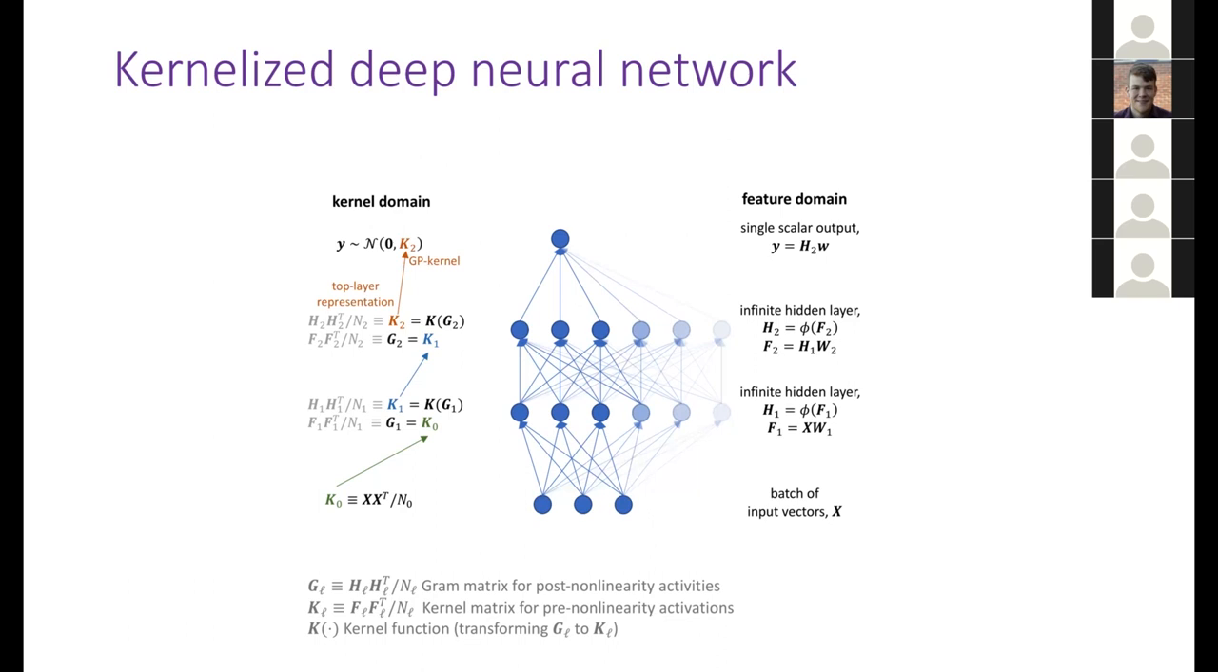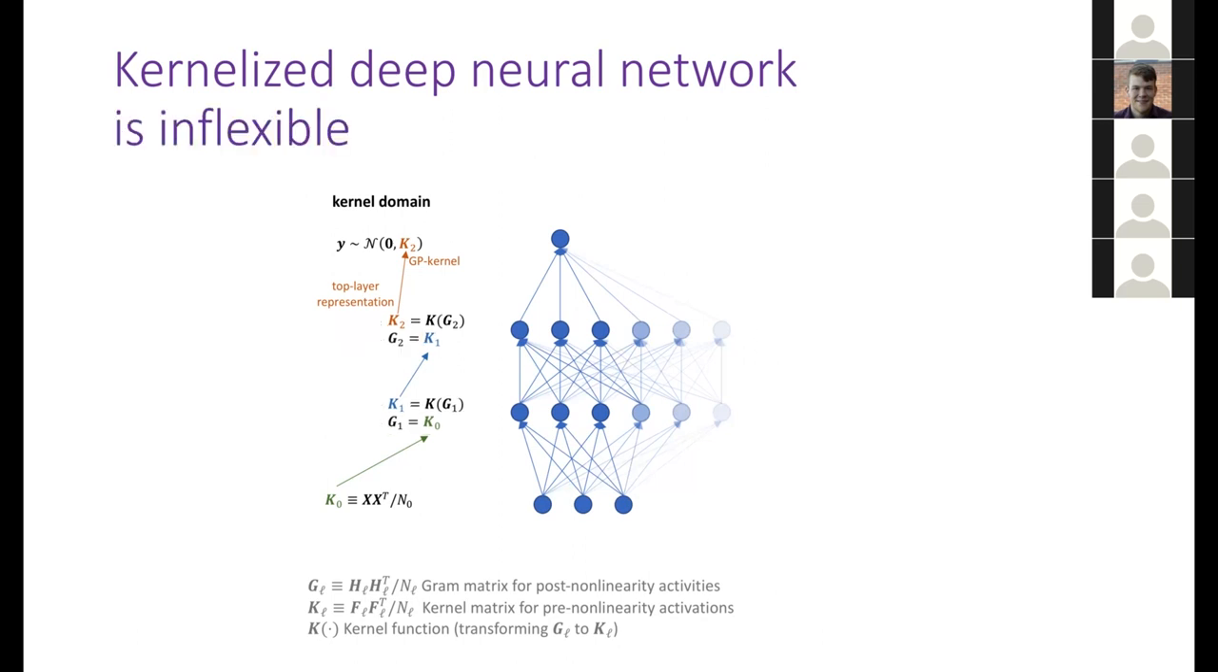Okay, so this means that we can actually write everything down in the kernel domain. For simplicity, I'm now going to strip away all of the feature stuff and just think about what happens in the kernel domain. The problem here is that this process is entirely inflexible. This K0 is just equal to that XX transpose. There's no flexibility there. There's no learned parameters. There's no stochasticity from a prior.